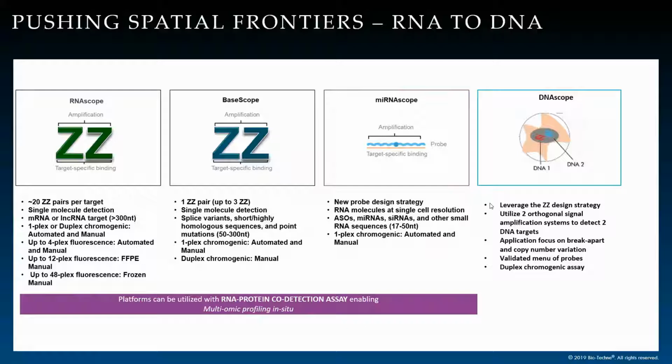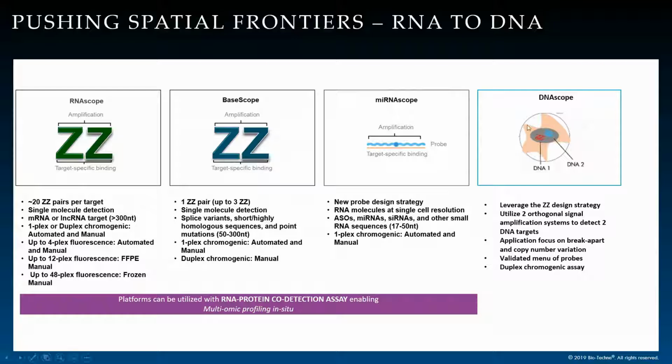Currently, we have 4 major assays that enable you to look at the target of your interest based on your research question, starting with the RNAscope assay, which is our parent assay designed for targets over 300 nucleotides in length. Then you have the BaseScope assay, which is a more specialized assay for targets between 50 to 300 nucleotides. And then we have our microRNAscope assay, which is for even smaller RNA molecules, like your microRNAs, siRNAs, and ASOs, which allows detection of targets between 17 to 50 nucleotides in length.